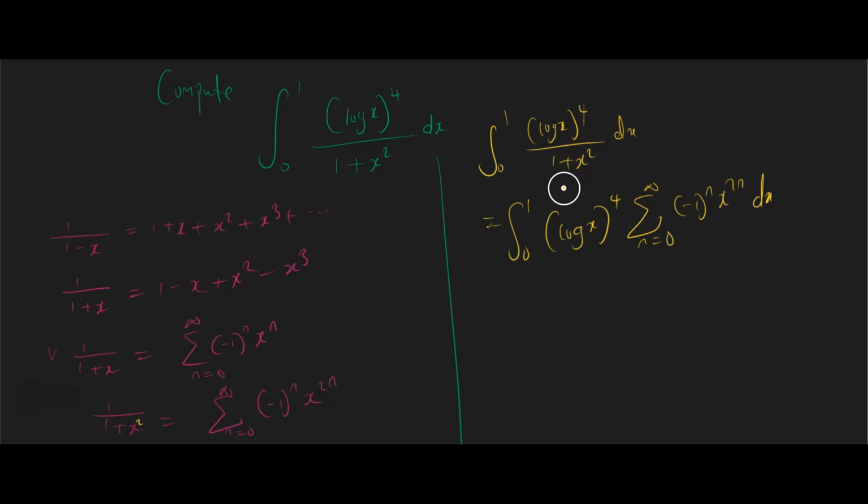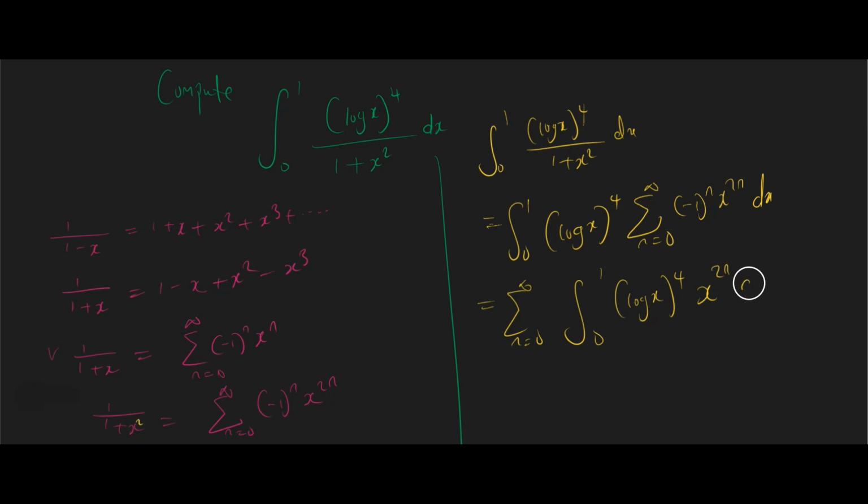So we already converted this to a sum. Now we can obviously take the sum outside, interchange by Fubini's theorem. So this is equal to the sum as n runs from 0 to infinity of the integral from 0 to 1 of log of x to the fourth power, and then x to the 2n dx.